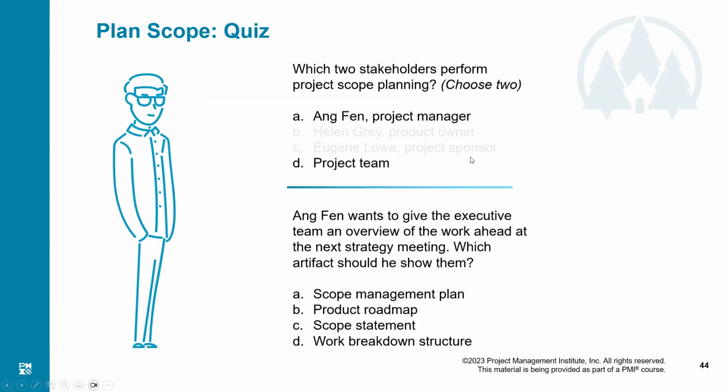Okay, for project scope planning. So it's not creating the project scope, but planning to do the work already. Overview of the work ahead, if it's a hybrid project, should be the product roadmap. Yes. Product roadmap. Right, you're right.